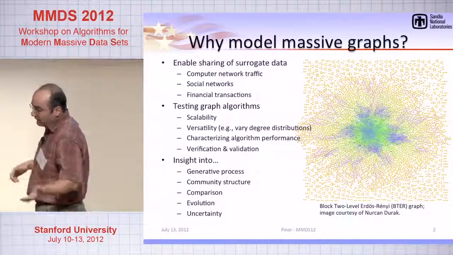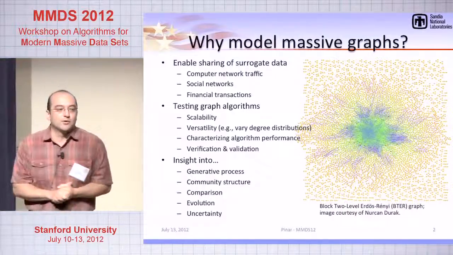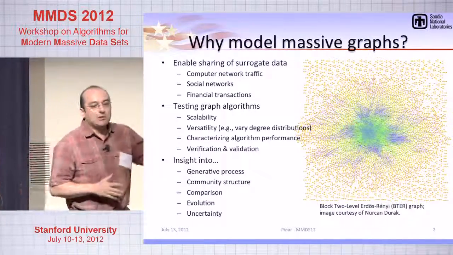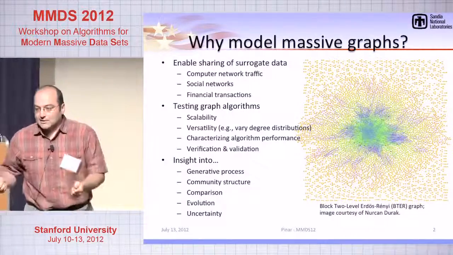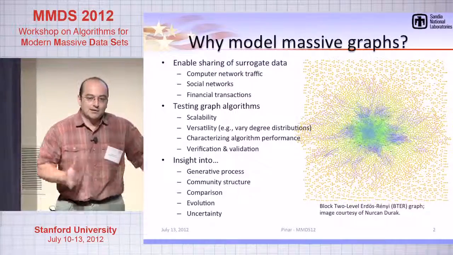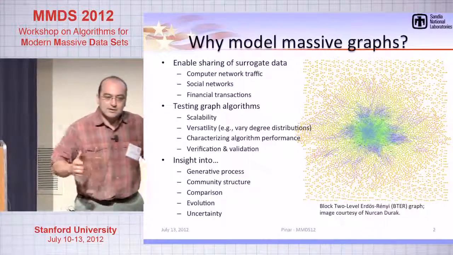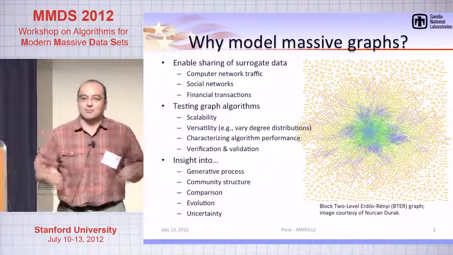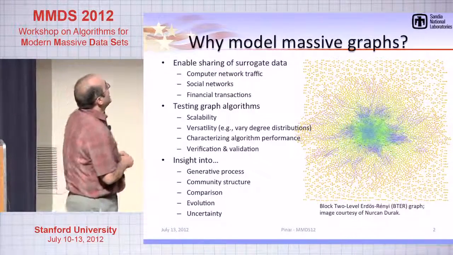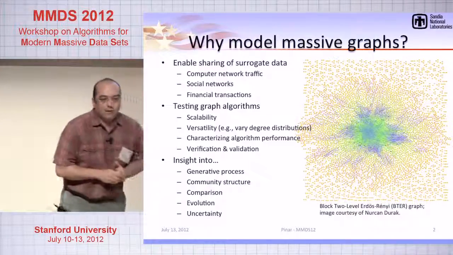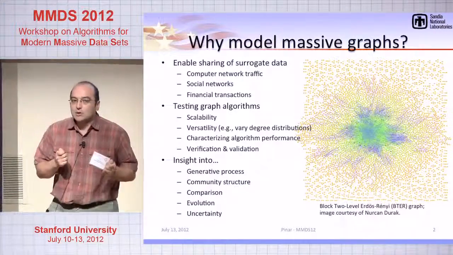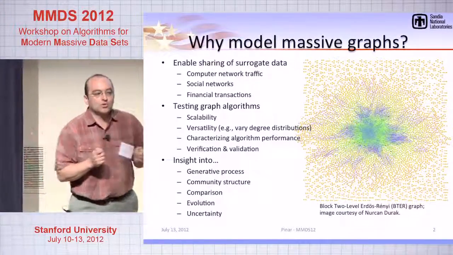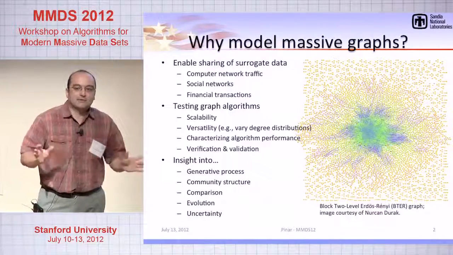And you also need models for testing your algorithms. For instance, if you're a graph algorithms designer, as Kamesh was talking about, you want to know the scalability of your method. And to test the scalability, you need the same problem at different sizes. Then you can say, here's my algorithm, and it speeds up linearly, so it works well. Another reason is that you want to tweak the parameters, and make sure that your algorithm works for slightly different instances.